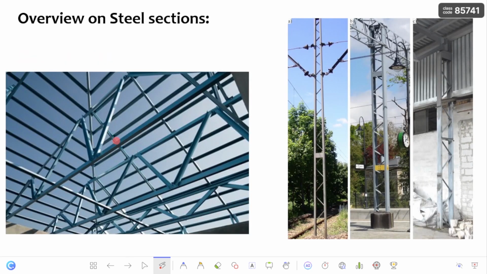It is used as bracing in the truss members. This is a bracing in the truss member, and this is a lacing in the compression member, and it is also used as chords and battens in the built-up members.